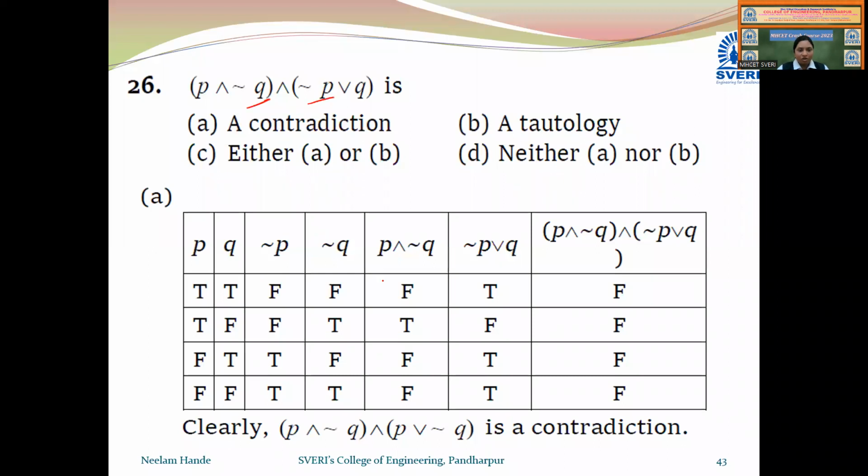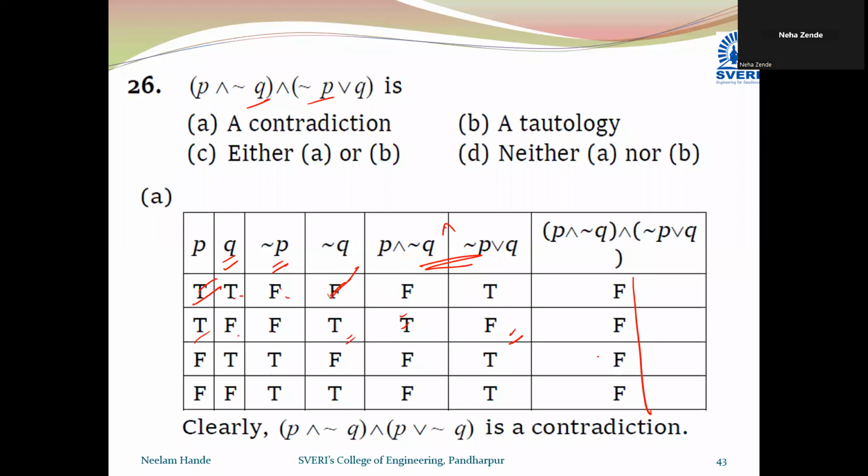Negation P, negation Q. We have written P and negation Q. Make the table of these two. In 'and', only true is true, baki sab false. Negation of P or Q: make the table of this. In 'or', only false is false, all others are true. Then we take these two into consideration with 'and'. In 'and', only true is true. There is no true here, so all are false. And as all are false, it is a contradiction.